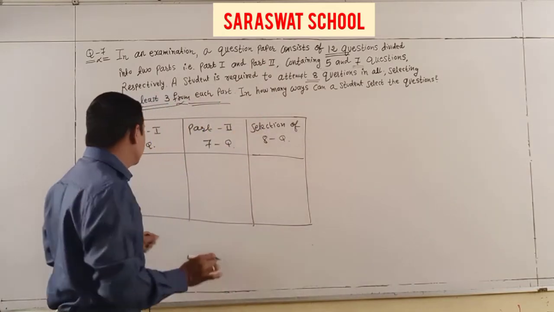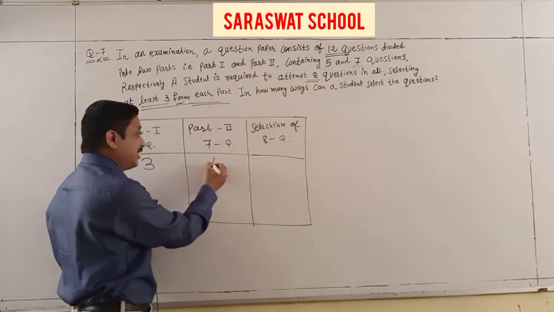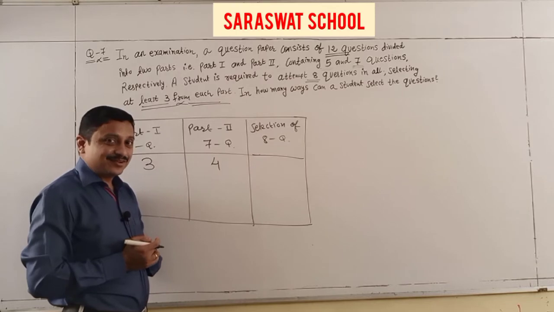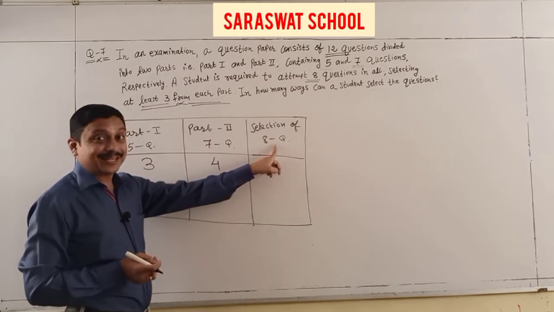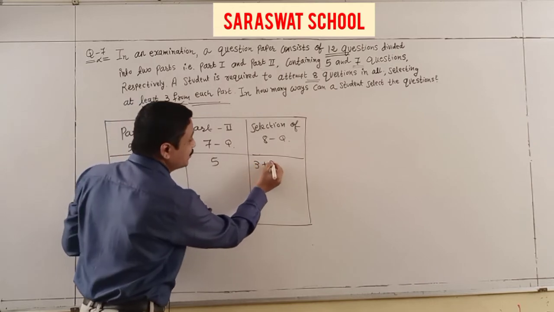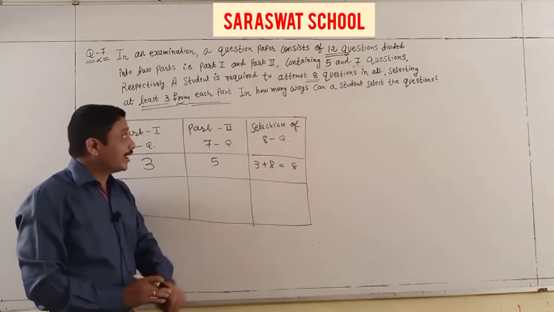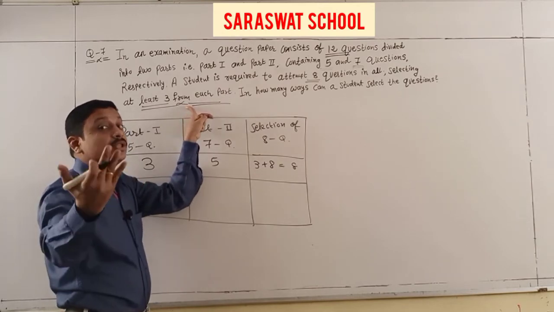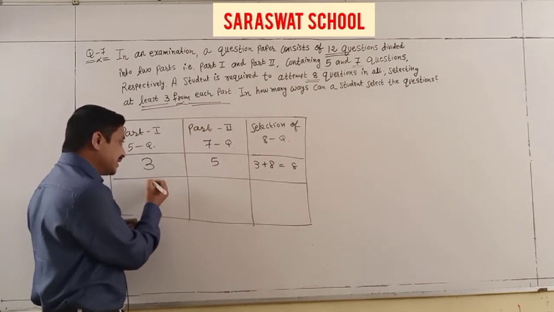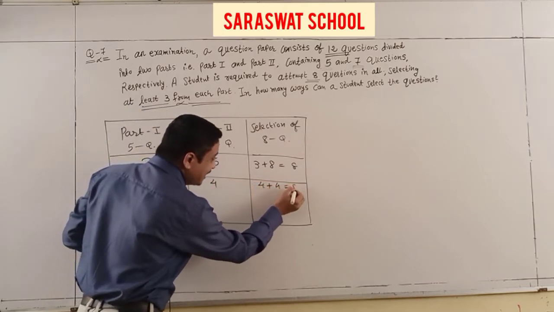My target is at least 3 from each part. Each part means here I select 3. Then how many here? 4? No, I want a total of 8. It means 5 here, and 3 plus 5 gives a total of 8 questions. Now at least 3 means more than 3 is possible. If I select 4 here, then definitely 4 here, so the answer is 8.